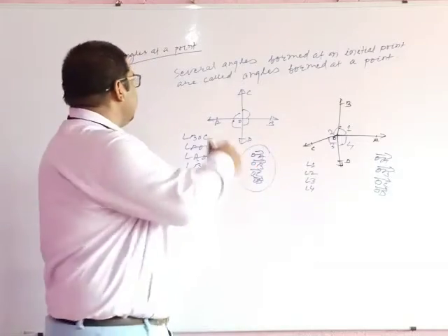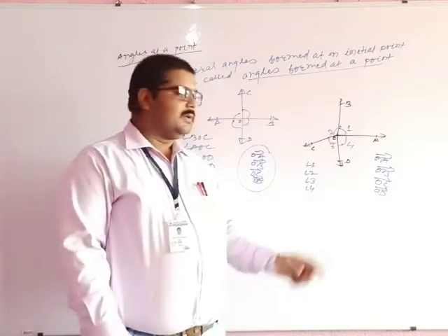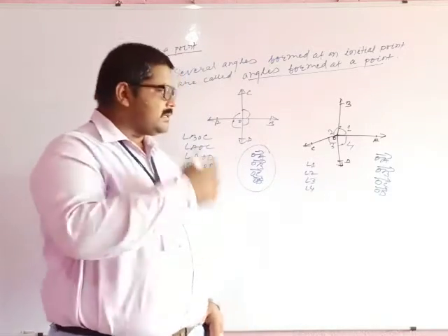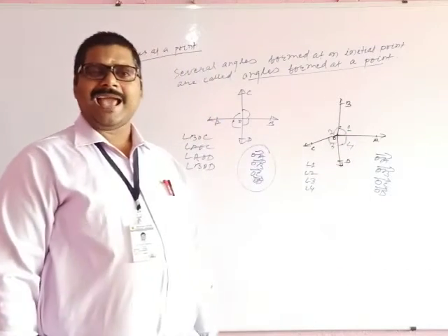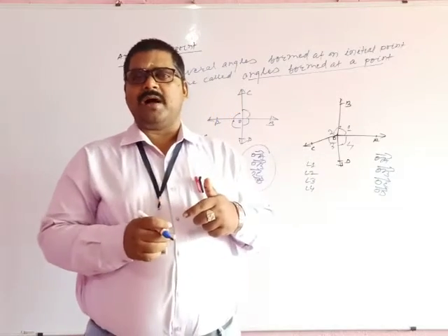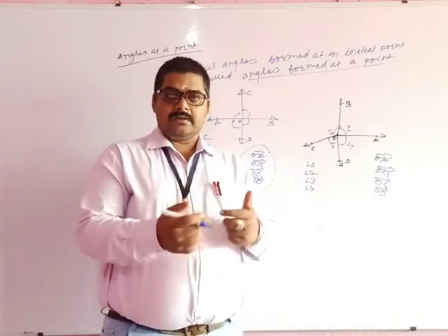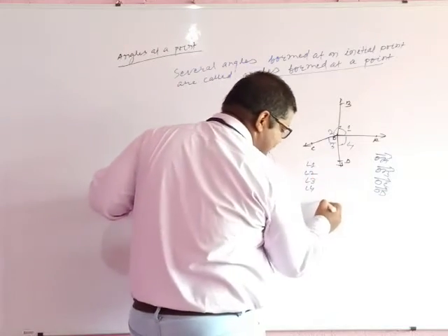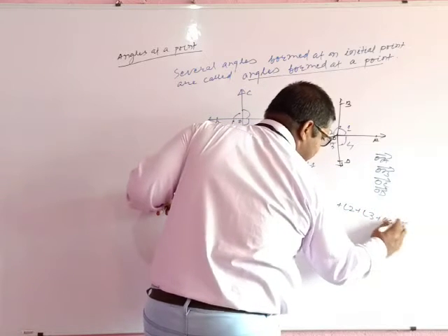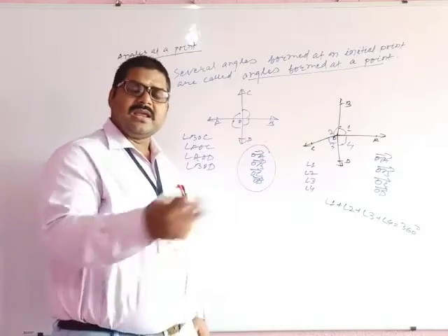So for our convenience, these digits or numbers are used to locate the angles. These are all known as angles formed at the point O. Also you have to notice that if you add all these angles, you know very well that the angle formed around a point is equal to 360 degrees. So the sum of angle 1, angle 2, angle 3, angle 4 is equal to 360 degrees, because the angle formed around a point is equal to 360 degrees.